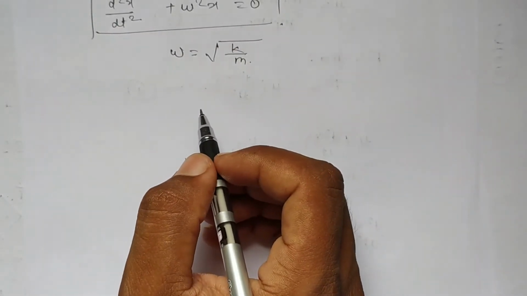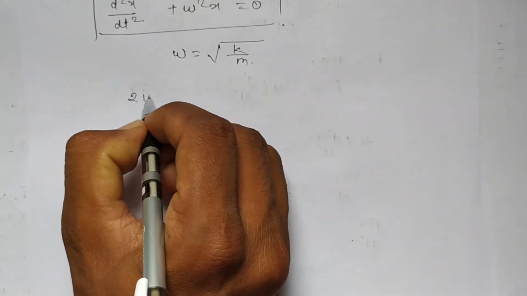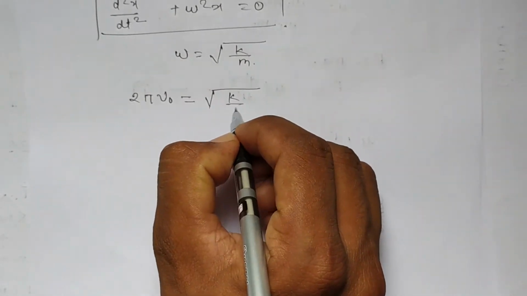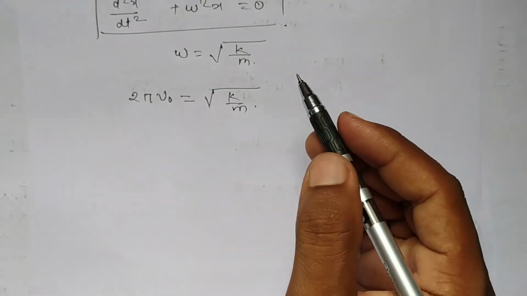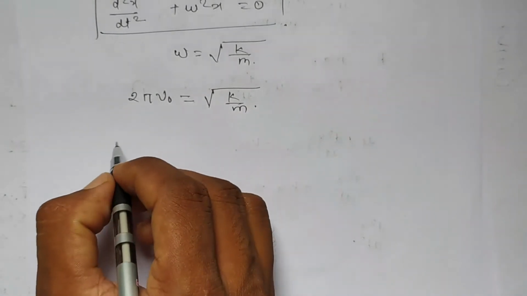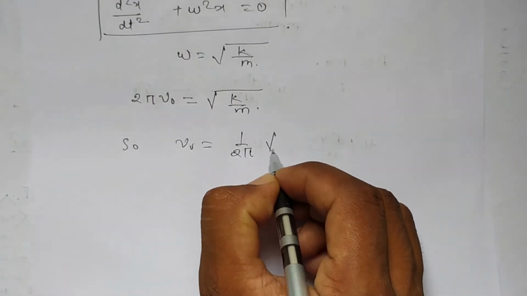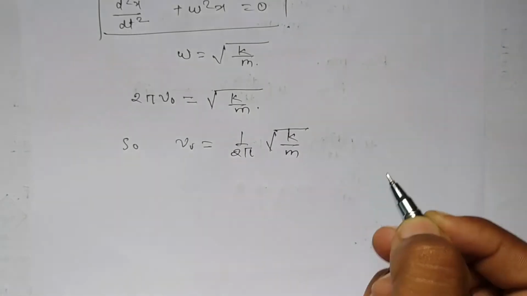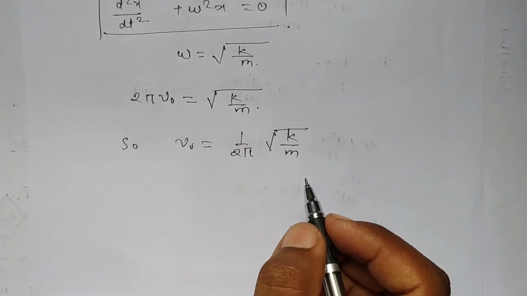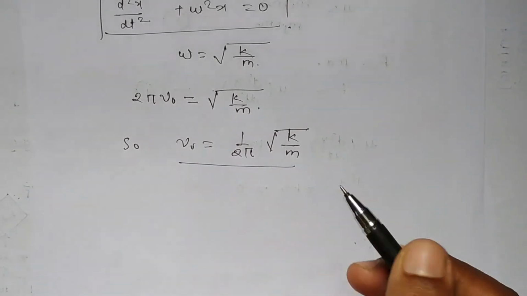We know the relation between omega and nu naught, so we can write 2 pi nu naught is equal to under root k upon mu. Here nu naught is the frequency of vibration of the molecule, so nu naught is equal to 1 upon 2 pi under root k upon mu. That means a diatomic molecule also acts as a simple harmonic oscillator. So this is the classical treatment.